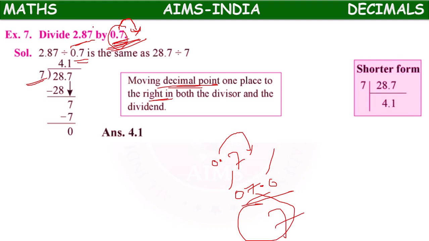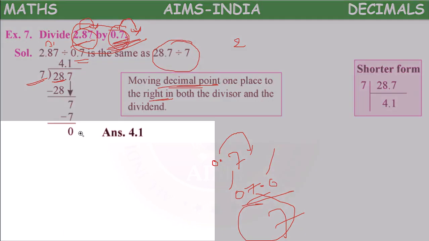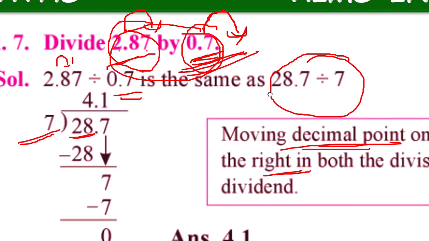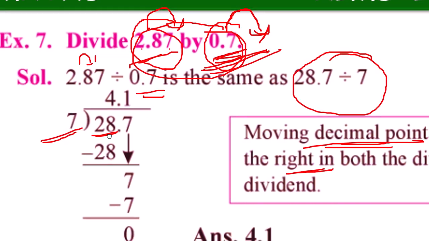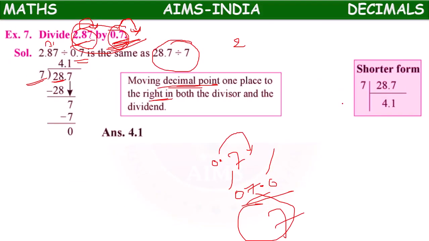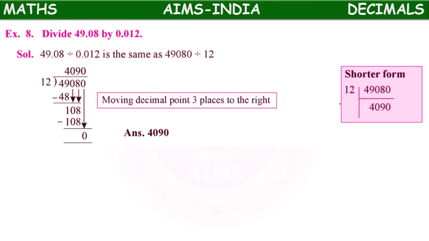To balance that, in the dividend also we have to move the decimal point one place towards the right. Instead of 2.87, if the point moves one place, it becomes 28.7. Now instead of this division, we will divide 28.7 by 7. We shift the decimal point in both dividend and divisor in the same manner, and check that the divisor becomes a whole number. Now we will do the division. 7 times 4 is 28, cancel, point above point, carry down 7, 7 ones are 7. 4.1 is the answer. Okay children, next.